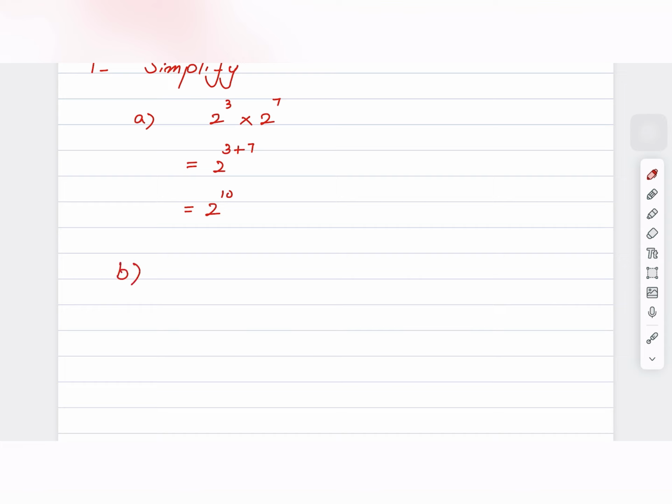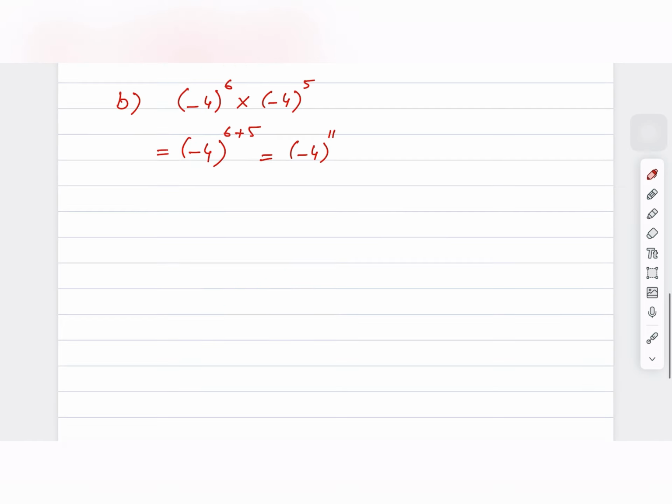Its b part is, if you have minus 4 power 6 multiplied by minus 4 power 5, again you have the same bases, so you will write minus 4 and you will add the powers. So it will be 6 plus 5 and that will be minus 4 power 11.